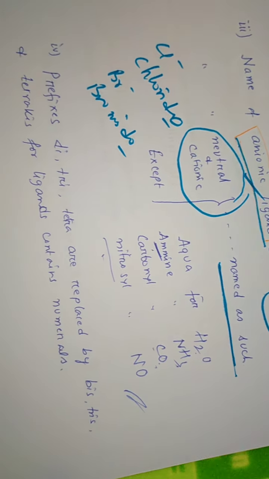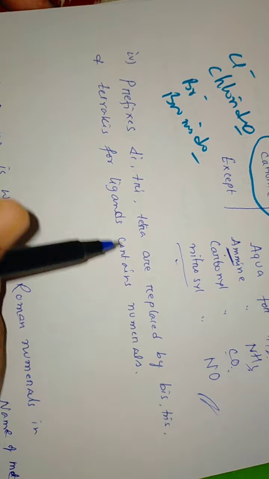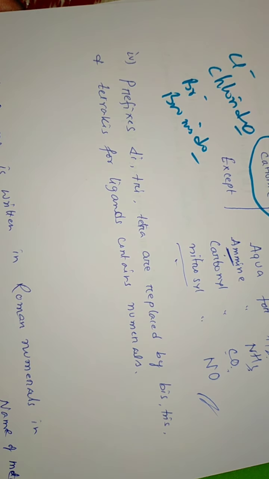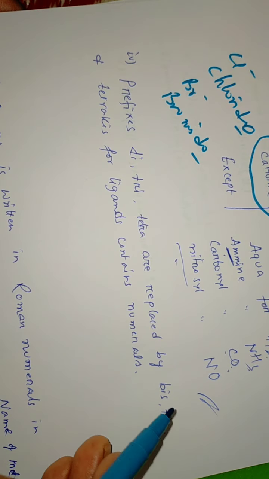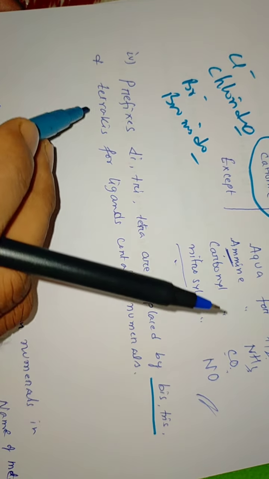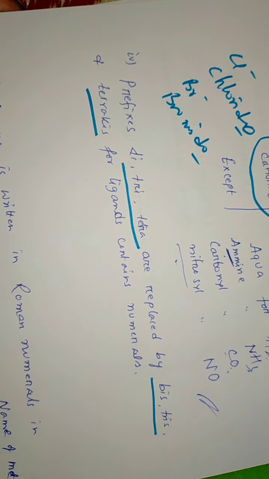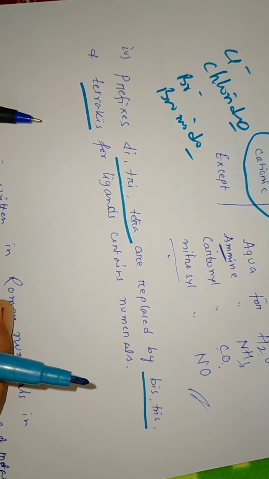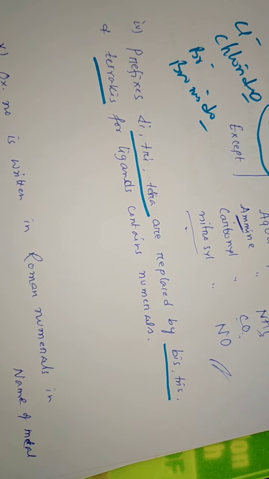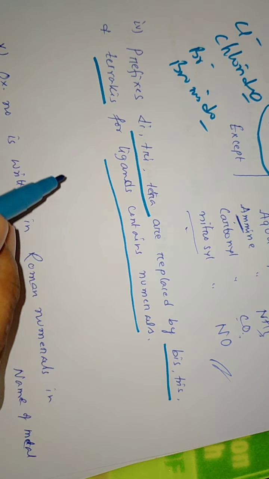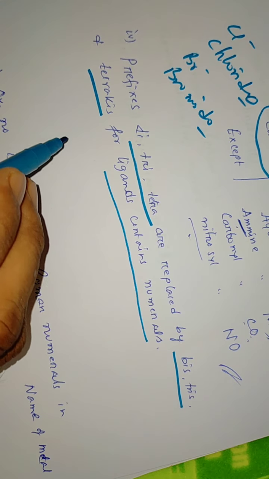Then prefixes di, tri, tetra are replaced by bis, tris, tetrakis. Prefixes di, tri, tetra are replaced by those things when the ligands contain numerals.